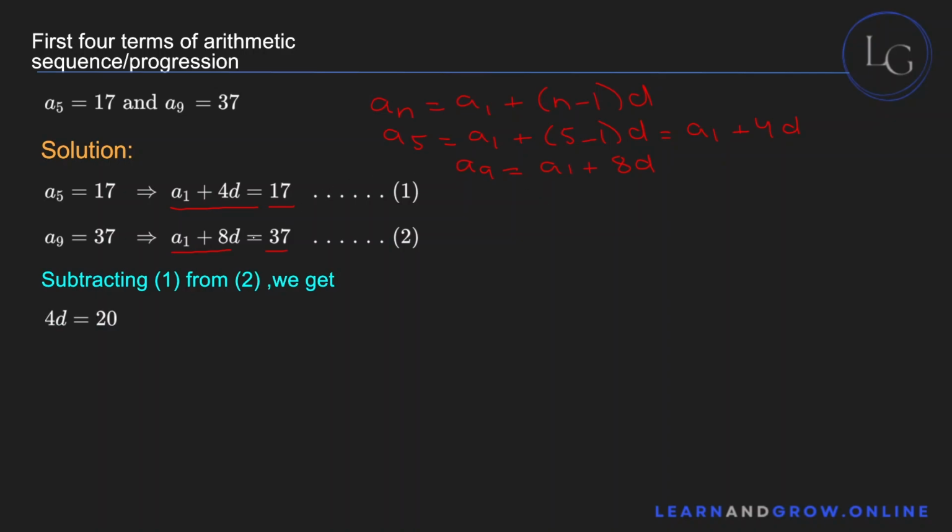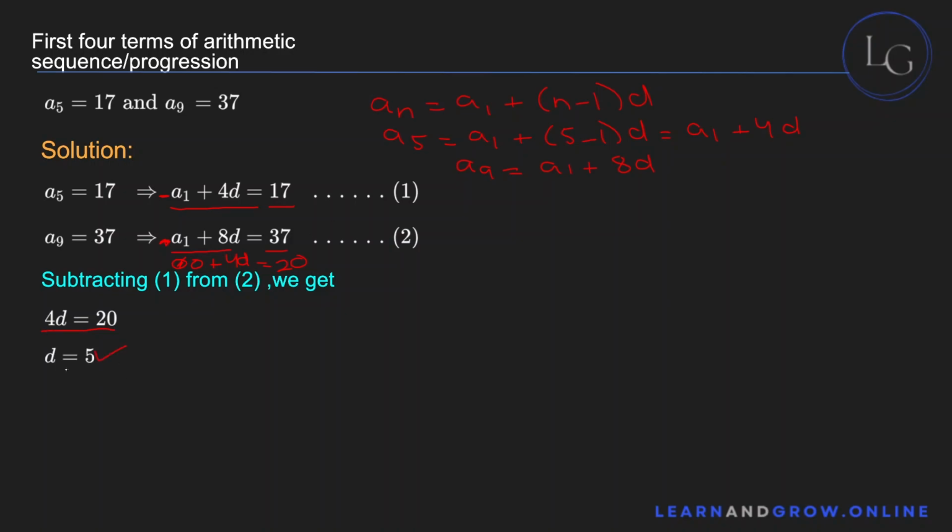When we subtract equation 1 from equation 2, we get 4d is equal to 20. Basically we'll subtract this equation from this equation. So a1 minus a1 is equal to 0, 8d minus 4d is 4d, and 37 minus 17 is equal to 20. So 4d is equal to 20. That's what we have here. So we find the value of d, which is 5.